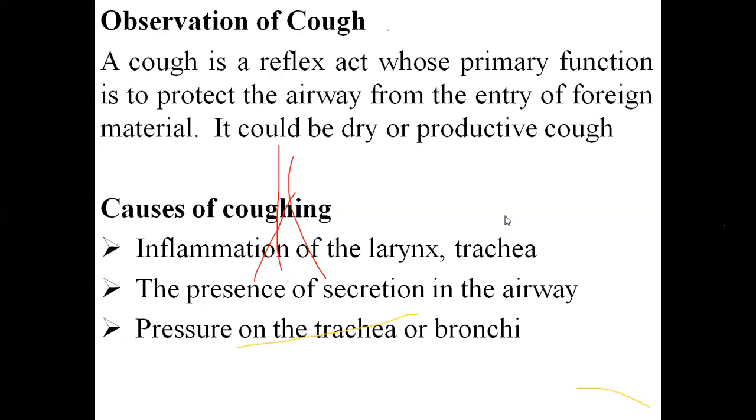And what are those things that could cause coughing? Inflammation of the larynx or trachea, the presence of secretion in the airway, pressure on the trachea or bronchi, all of these can cause coughing. When you have anything irritating the airway, the larynx, the trachea, you can have cough. And any secretion or pressure, the first reaction is that the cough reflex is geared up. Next slide, please.